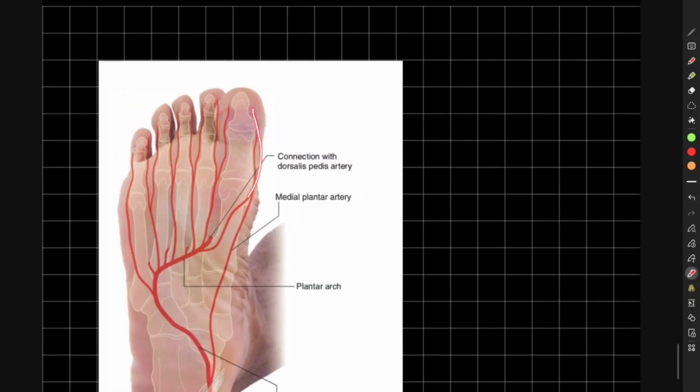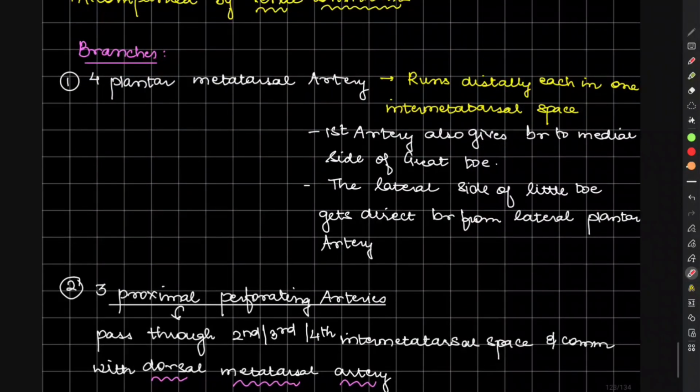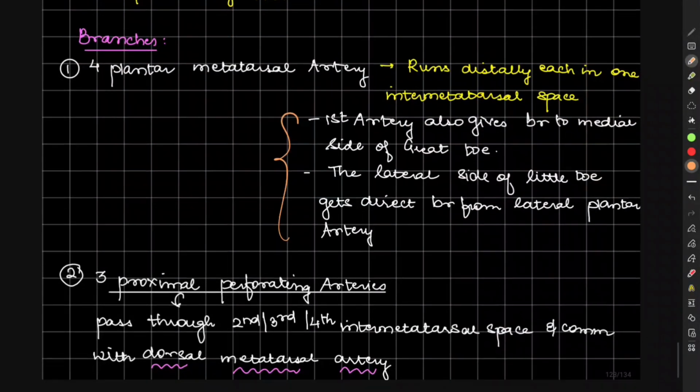Look, the medial side of our great toe gets a branch from the first artery, whereas the lateral side of the little toe gets a direct branch from the lateral plantar artery. It's a very important MCQ. So an MCQ can be made from these two points.